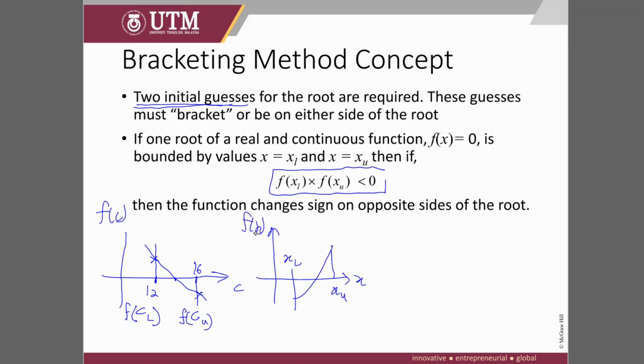Okay. So as long as there's a change of sign, or the product is negative, then we know there's a root in between the two brackets. So this is the concept. We need to look for a change of sign, a negative sign for the product of the function of the two brackets. Then we know there's a root in between.